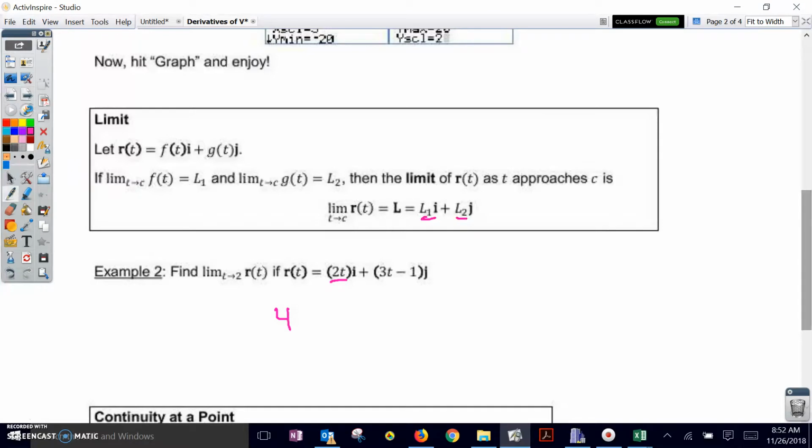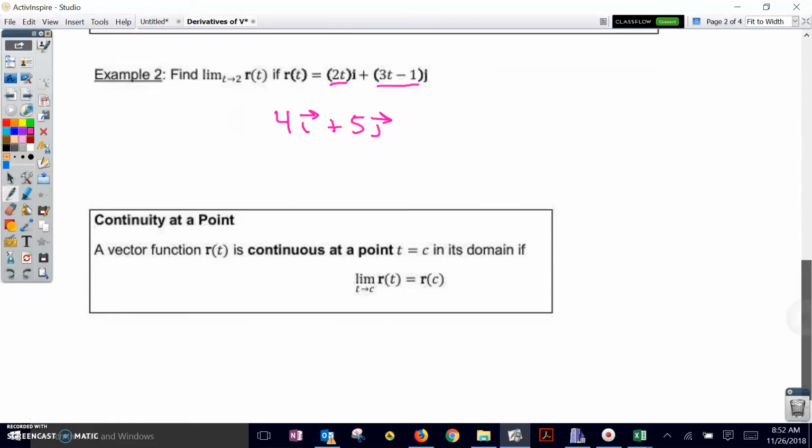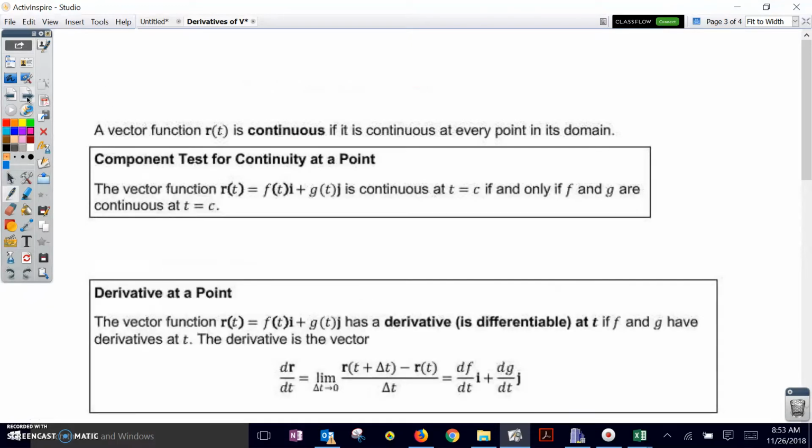which approaches 4. And the limit as t approaches 2 of the coefficient of the j vector, that approaches 5. And so the limit of this vector valued function as t approaches 2 is the vector 4i plus 5j. Alright, we talk a little bit about continuity. In order to be continuous, the limit as t approaches c of the vector valued function needs to be the same as the vector valued function evaluated at that point.